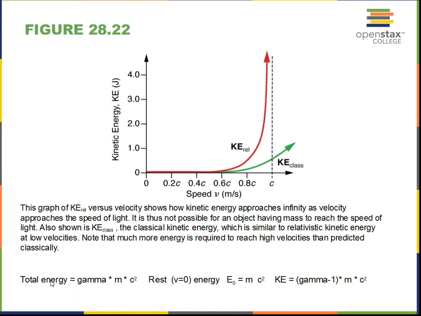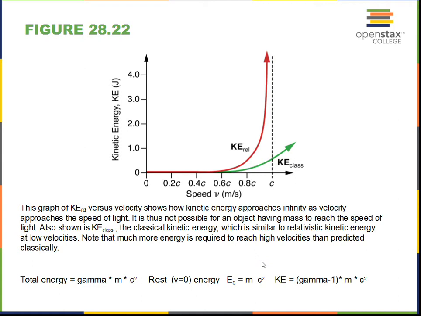It turns out the total energy is gamma times the mass of the object times c squared. If the object is at rest, if the velocity is 0, what's the value of gamma? You should be coming up with a 1. So there's our rest energy, E naught equals mc squared. And the kinetic energy is calculated with gamma minus 1 times the mass of the object times c squared. Now, as gamma becomes a very large number, the minus 1 doesn't matter. We head towards infinity.